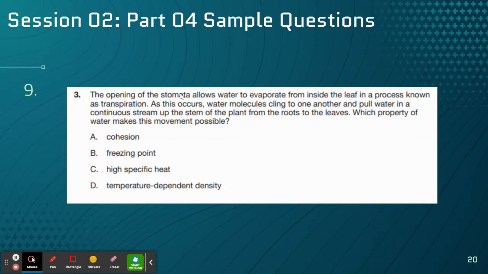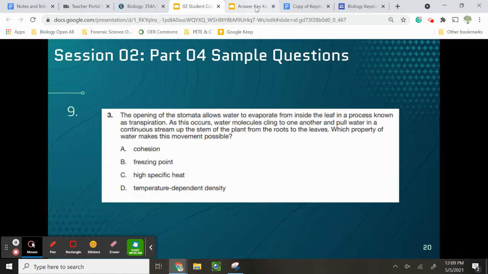The opening of the stomata allows water to evaporate from inside the leaf in a process known as transpiration. As this occurs, water molecules cling to one another and pull water in a continuous stream up the stem of a plant from the roots and leaves. Which property of water makes this movement possible? I really feel like we've had this question 3 different times now, 3 different ways, but you've got cohesion, freezing point, high specific heat, or temperature dependent density. Take a minute to answer this in your Ed Puzzle.